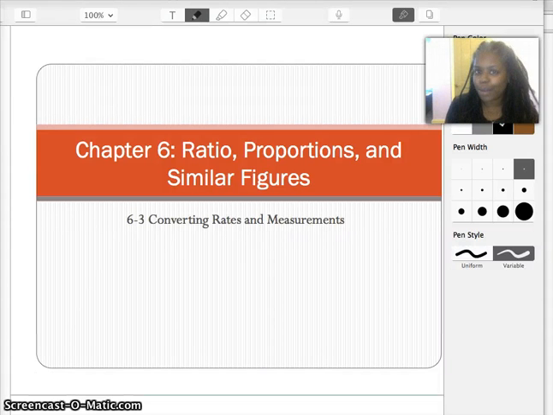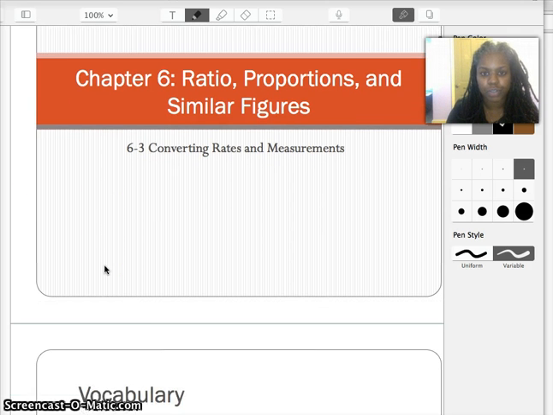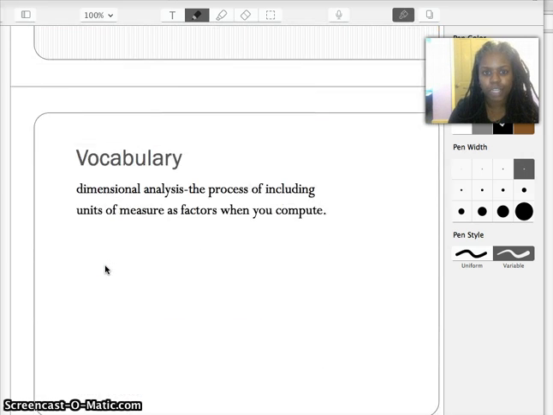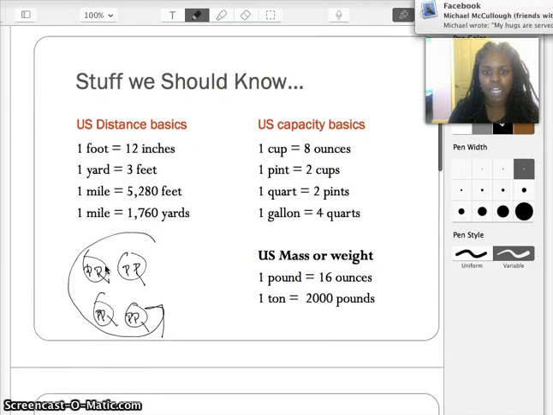Hi friends, sorry about the part two, but sometimes lessons just work out better if you do it in two parts. So hopefully you tried some problems in section 6.3, and we're going to be able to finish off the problems now as we look at some more information. So remember, we were talking about dimensional analysis.